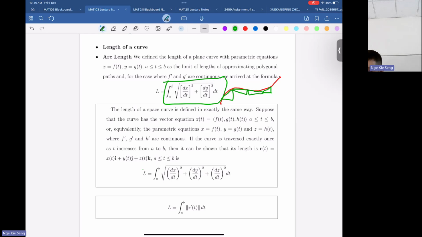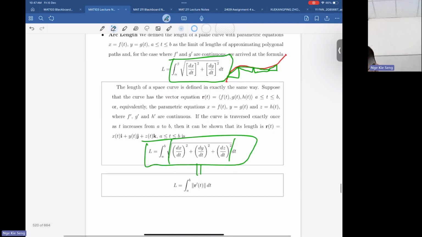So similarly, in the 3D version, you just add another derivative, dz over dt. So what's inside here? We learn a new language today, right? It is the tangent vector. Actually, this thing inside here is the length of the tangent vector, correct or not? Because what is r prime of t here?